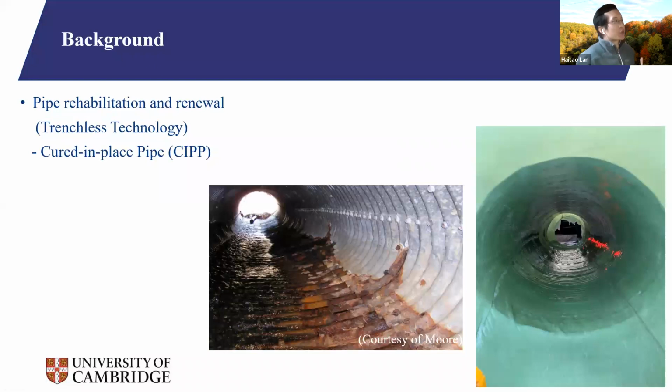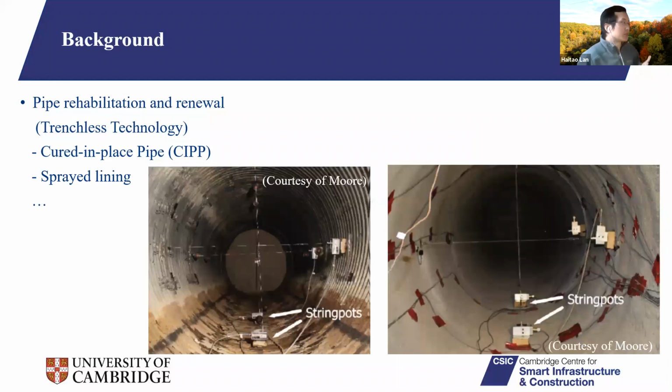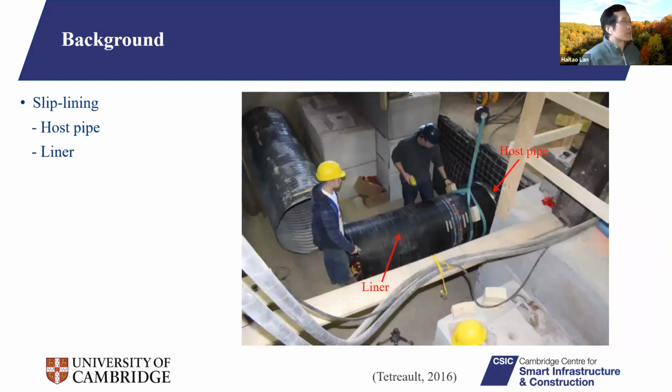The first one is called cured-in-place pipe. Basically, you just put a liner in this host pipe, and then you cure, use the hot steam or hot water, and then the liner will cure. And the second method they use a lot is called spray lining. Basically, you just spray the material inside of this pipe, and then you can get a new liner in. And the method I talk about today is called sliplining. Pretty straightforward.